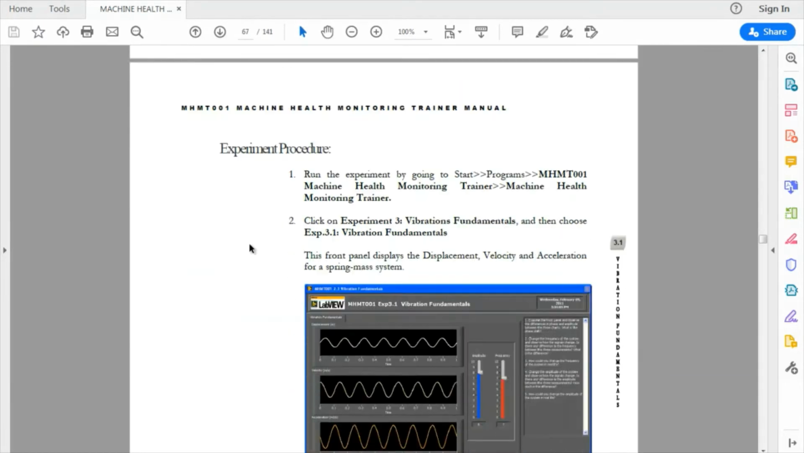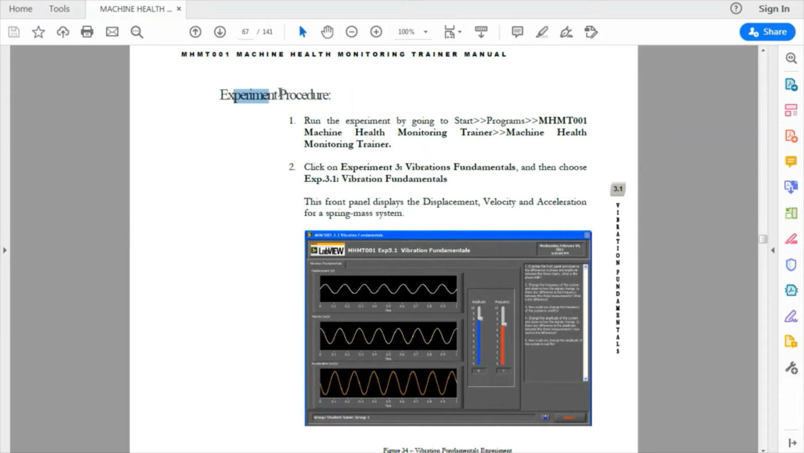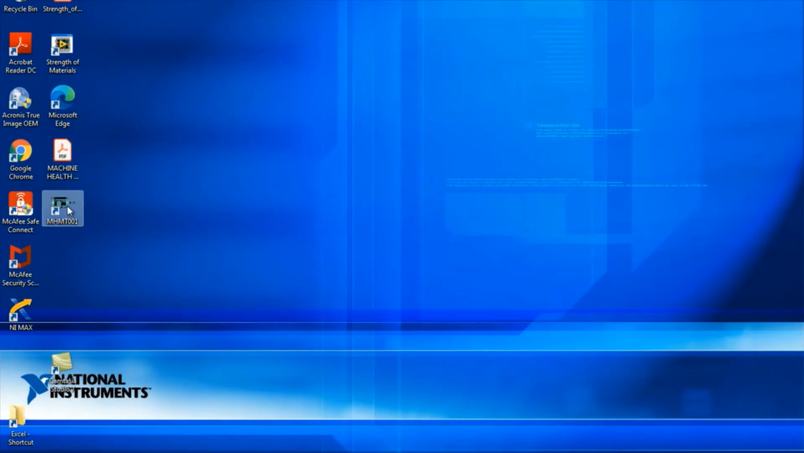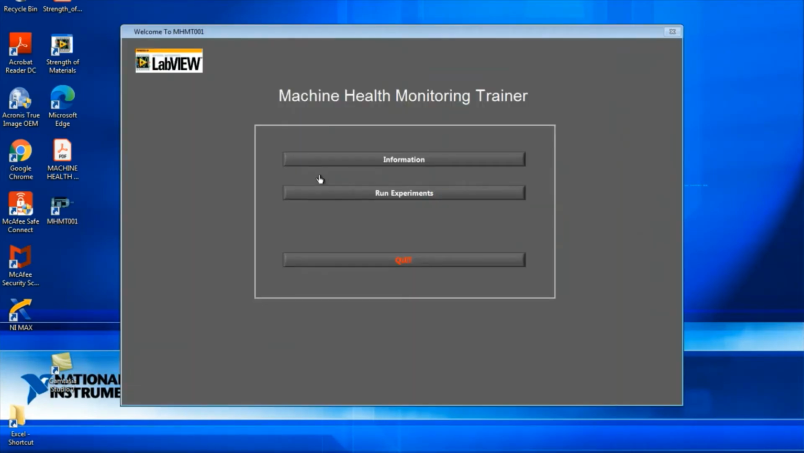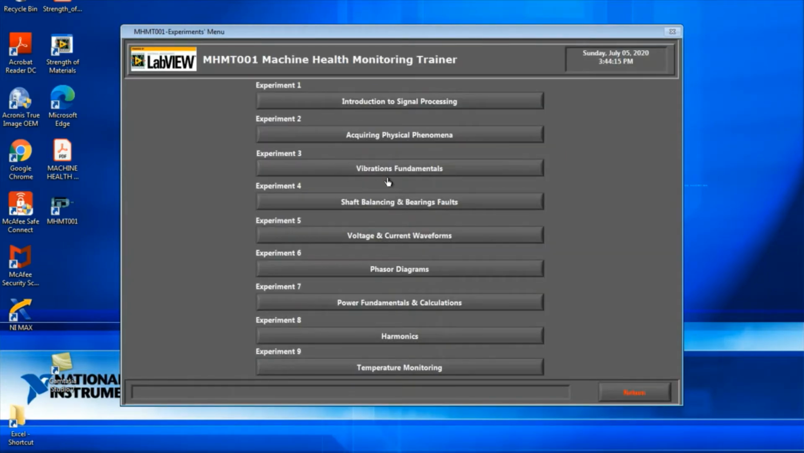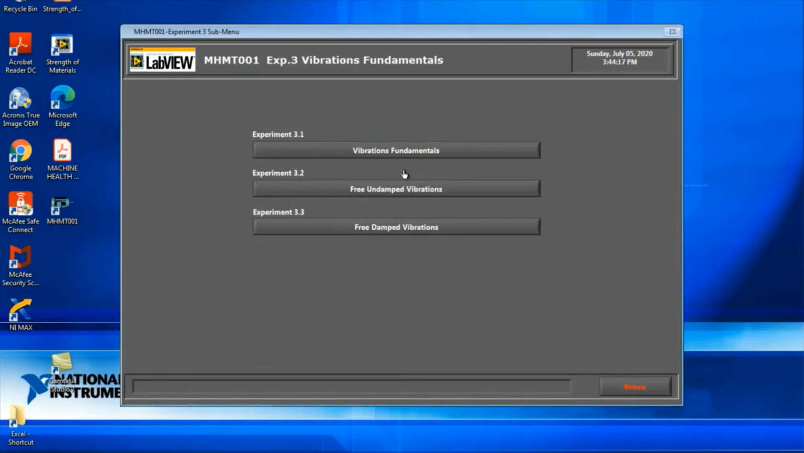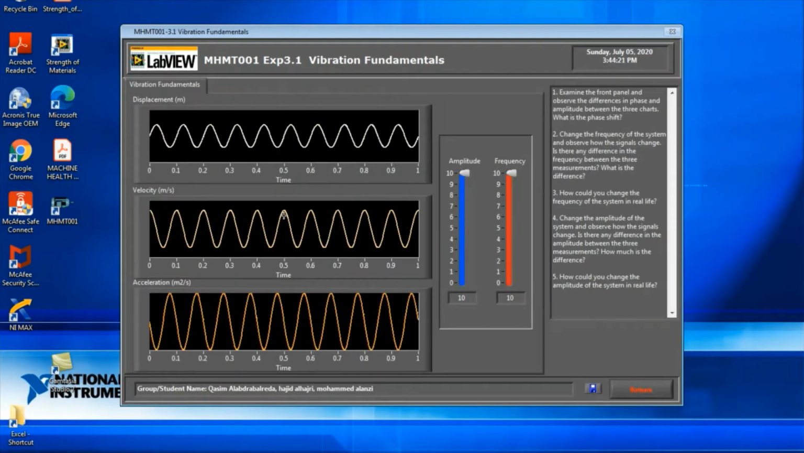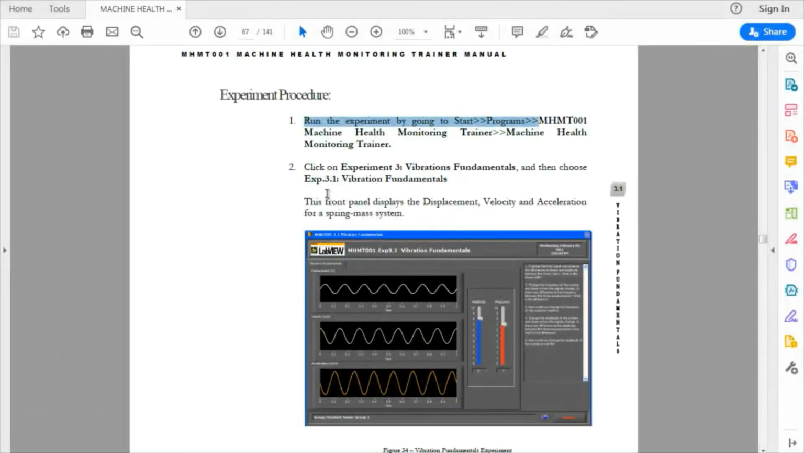So to start our experiment, it's only a simulation. We don't have any machine running. If we run the experiment by going to start programs, the machine health monitoring program, let me go to my desktop. This is the software for machine health monitoring. Double click. So information, run experiments. This is experiment number 3, vibration fundamentals, and the first element is vibration fundamentals. Good. Let me go back to the PDF. So we selected experiment number 3.